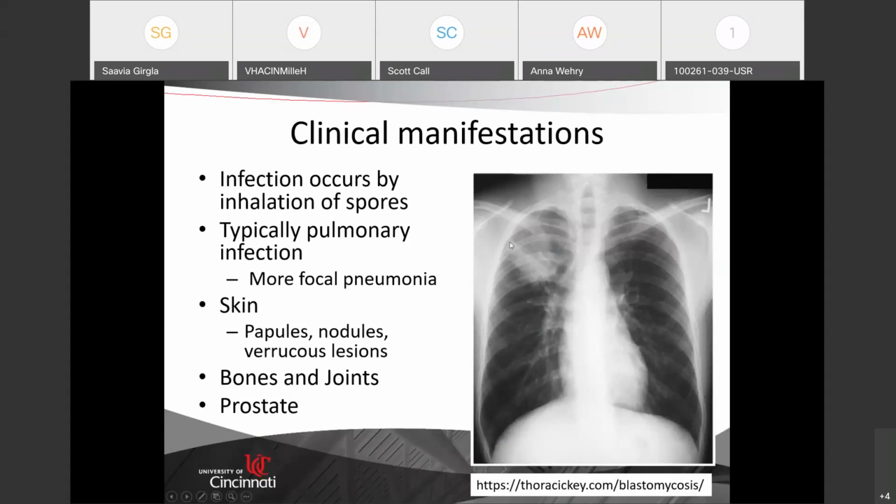You can also get other diseases in the skin. So you can get papules and nodules. The skin is the second most common site of infection. Blasto tends to like the prostate and the joints and bones more than the other endemic fungi. And so that's a really important part.